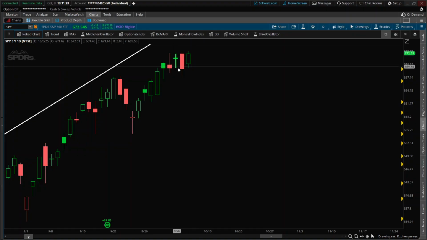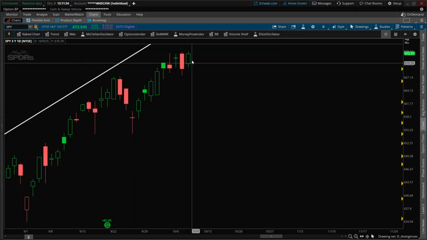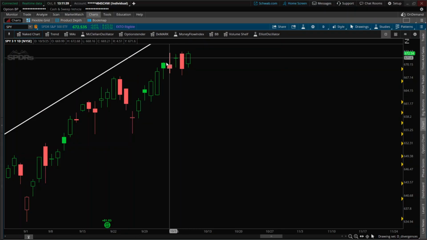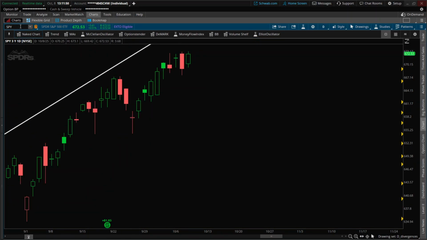Now, all this sideways trade, I mean, we could just get a weekly doji candle. You know, that can happen 2 weeks in a row. Obviously, the market's waiting for some sort of excuse to turn around before it does. Same thing with Elliott Oscillator, no change there.